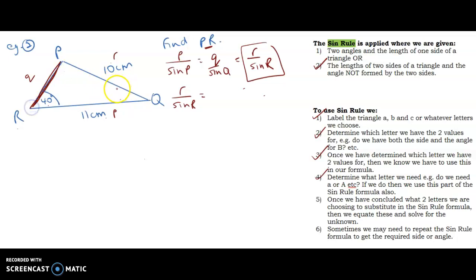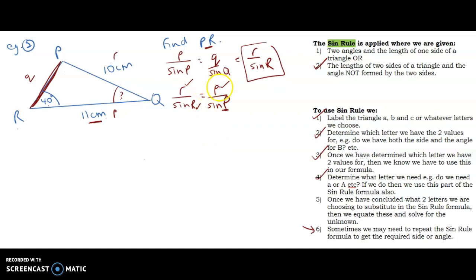But I don't have big Q either. I don't know what that is. So it doesn't make sense for me to put Q over sine Q here, because I'll have an unknown and an unknown. So what I'll do instead, guys, I will put this equal to P over sine P, because for P's, I have my small p. So I know this value, I know this value, I know this value. By working this step out first, I will find capital P. And then I could repeat the process, which is actually my point 6: sometimes we may need to repeat the sine rule to get the required side.